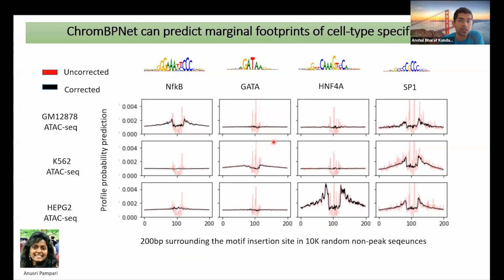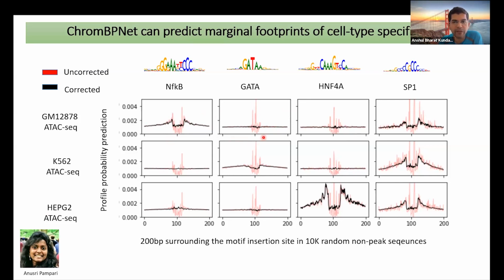Now you can actually use the model to study transcription factor footprinting. What that means is we can take individual motifs that we care about, insert them in silico into synthetic sequences, push them to the model, and the model can predict what the actual footprints for those transcription factors would look like. Here I'm showing you 4 transcription factors, which are expressed in different cell types. NF-kappa B is expressed in GM12878, which is an LCL, a lymphoblastoid cell line. GATA is expressed specifically in leukemia cell line K562. HNF4A is specifically expressed in a liver carcinoma line. So these are very cell type specific transcription factors.